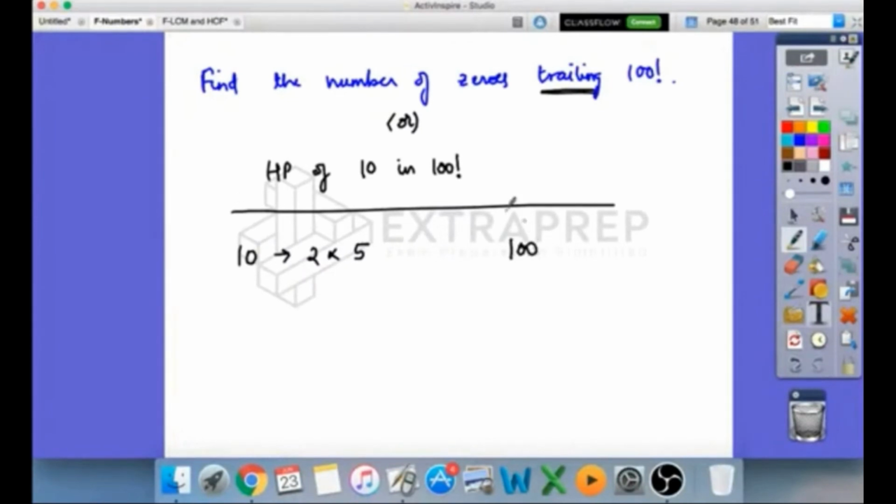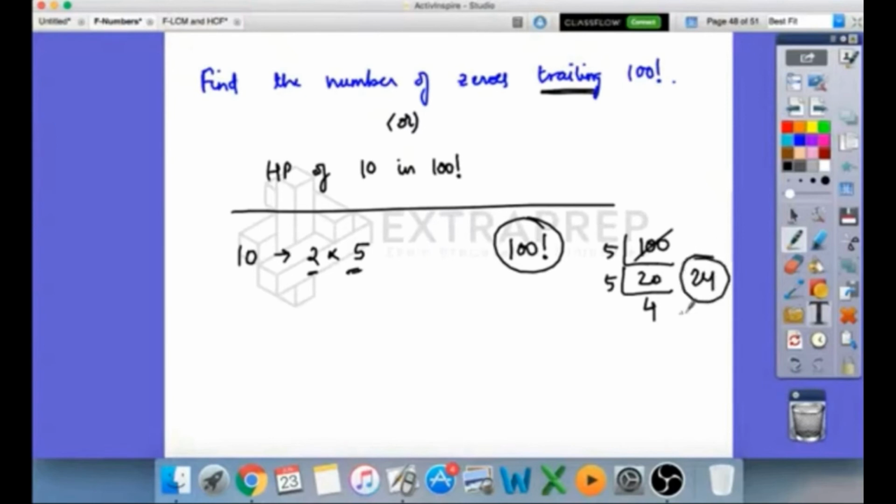In 100 factorial, which would be lower in number, 2s or 5s? 5 is a larger number, so it will be lesser in number. So we will only calculate the highest power of 5. Let's see. 5 is a prime number, so you can divide directly. 100 divided by 5 gives 20. Again, 20 divided by 5 gives 4. So add these: 24. So the highest power of 5 is 24 and that's your answer. There will be 24 zeros at the end of 100 factorial.